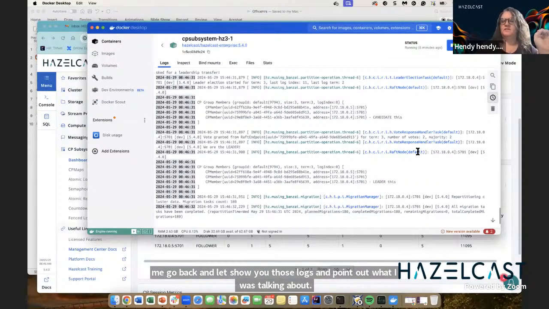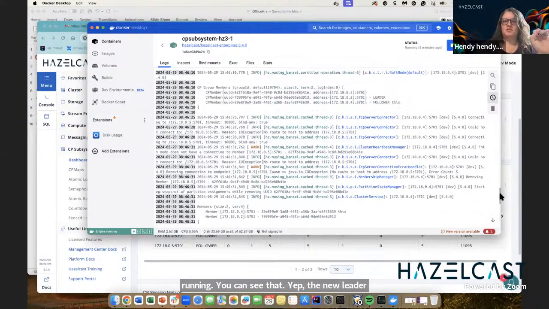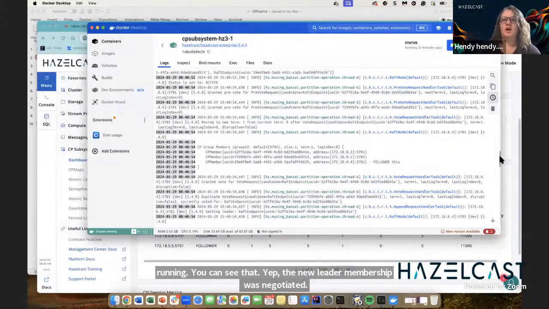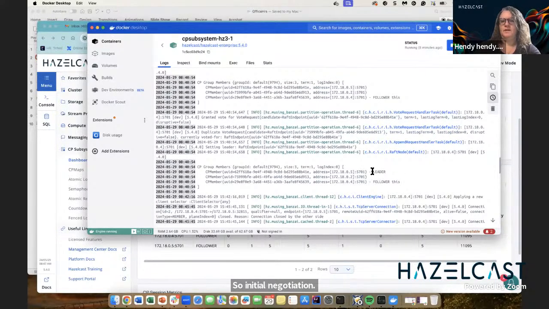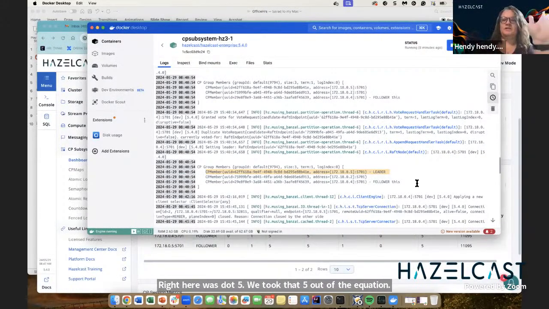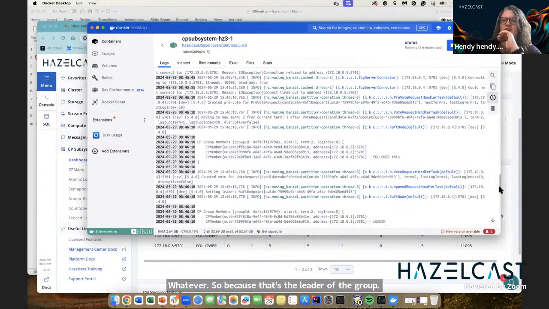Okay, so this is on the system that is still up and running. You can see that the new leader membership was negotiated. So if I go back up to the initial log, the initial negotiation was that the leader of the group right here was 0.5. We took 0.5 out of the equation. Call it a network partition, call it we turned 0.5 off, whatever. Because that's the leader of the group, leadership has to be renegotiated.